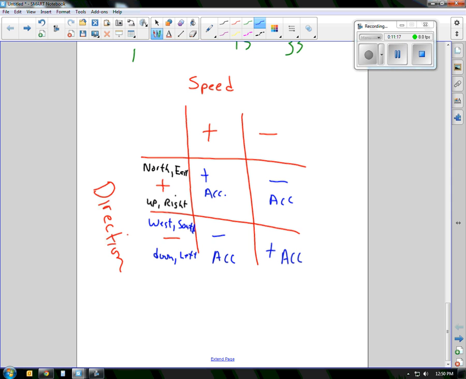But remember just your math rules. Two of the same signs, two positives or two negatives multiplied together would be a positive number. Well, kind of the same thing here. So that's the chart I use to keep this positive and negative acceleration straight.